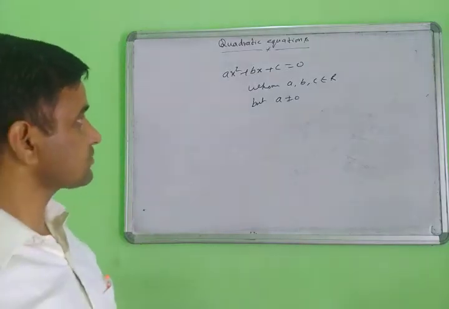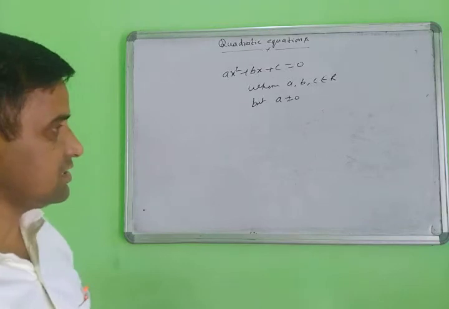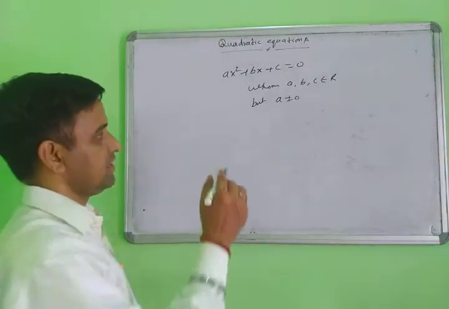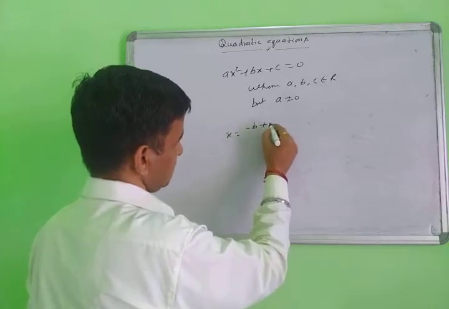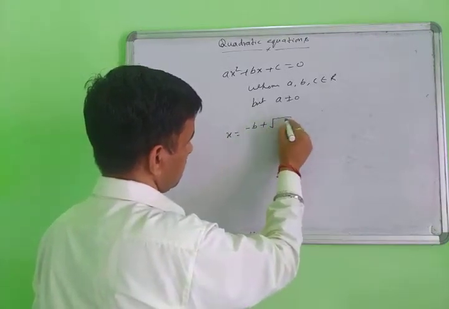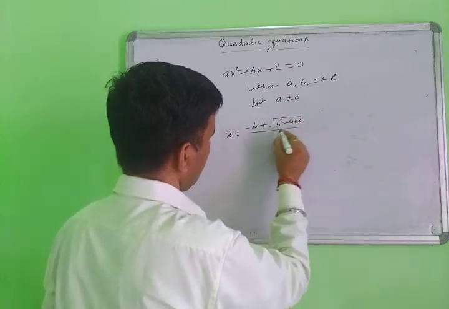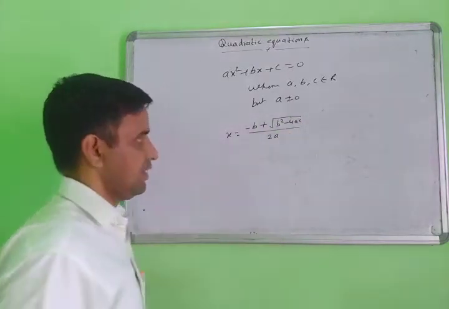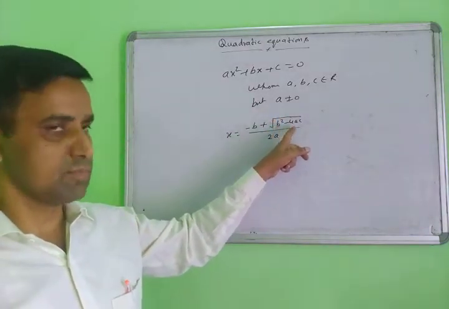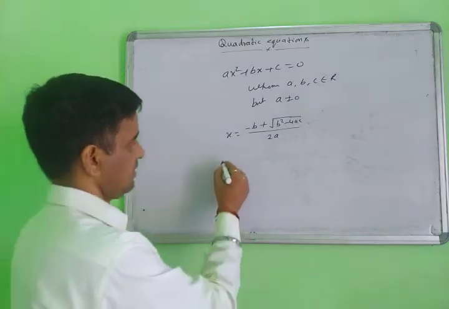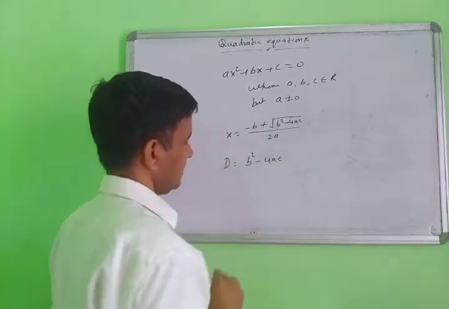Second thing, how to find the roots of this quadratic equation. A simple formula to find the roots is x equals minus b plus minus root of b square minus 4ac upon 2a. You know the name of this quantity, b square minus 4ac? It is called the discriminant, denoted by D.